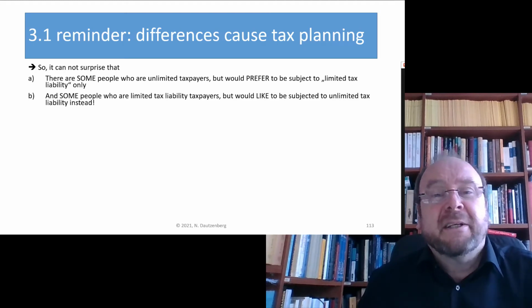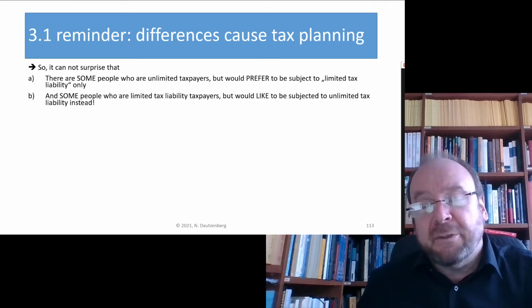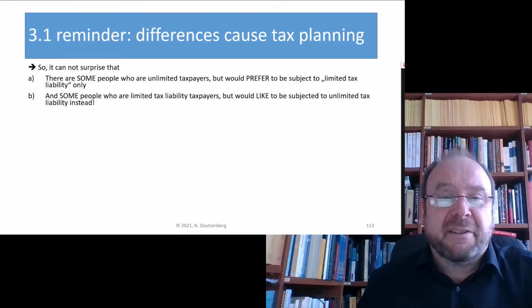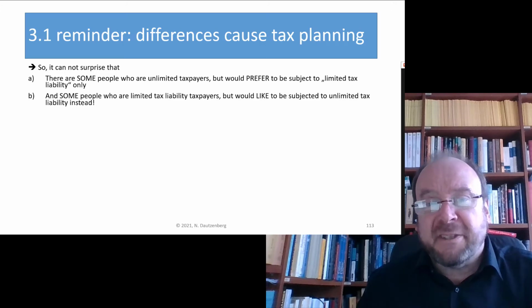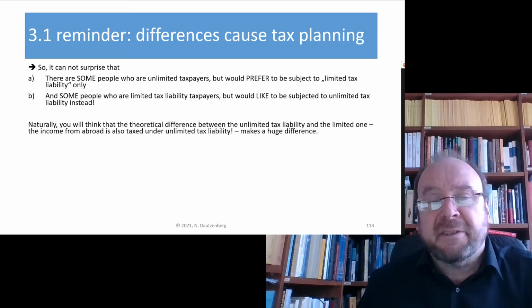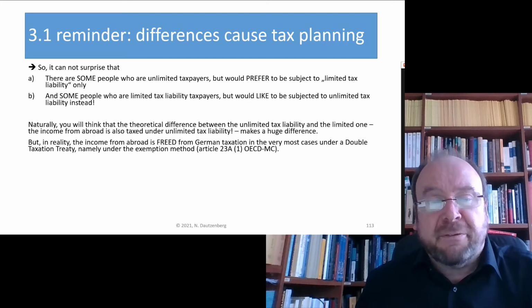For example, a low income but several children, married, and huge contributions for Social Security, which they would like to set off from the tax base. So they would strongly prefer to become unlimited tax liability taxpayers. So the whole thing makes a huge difference.